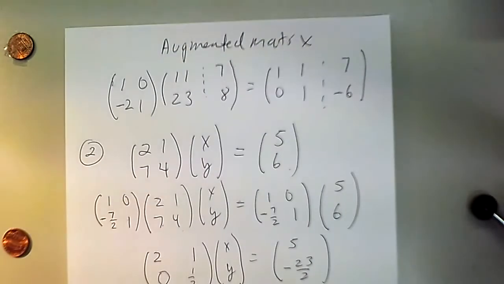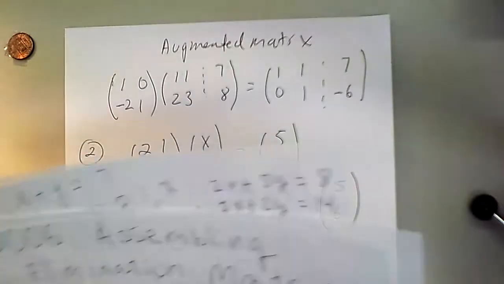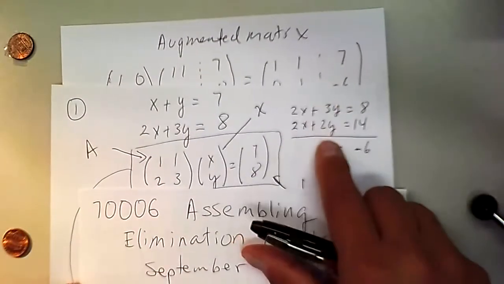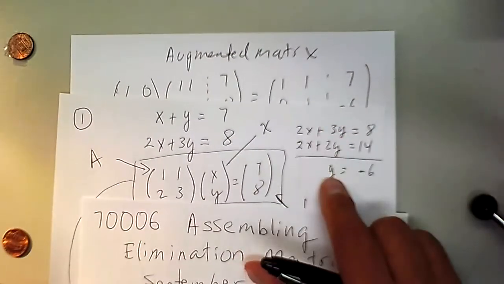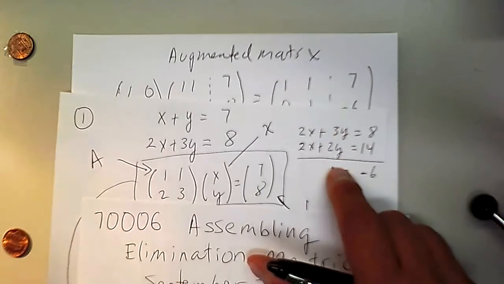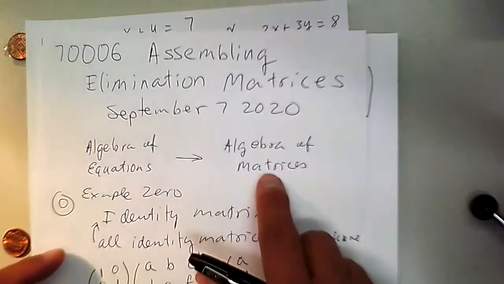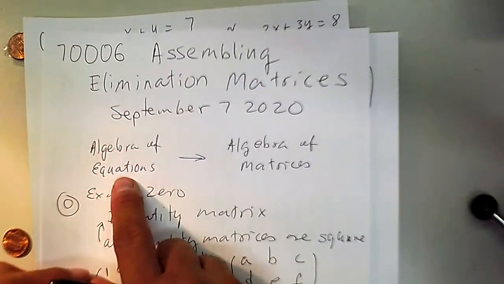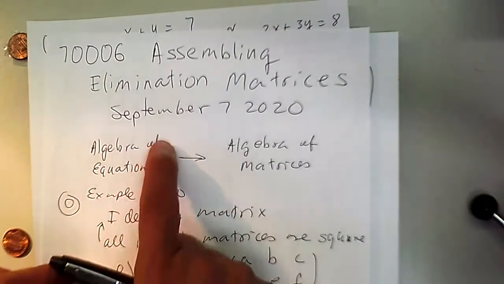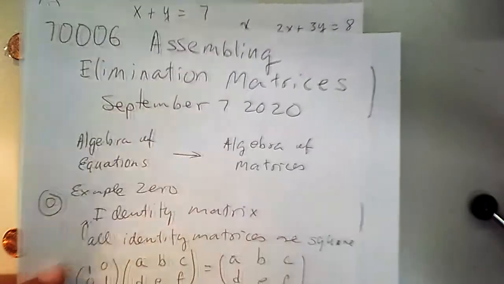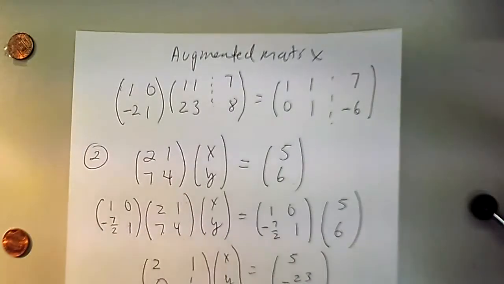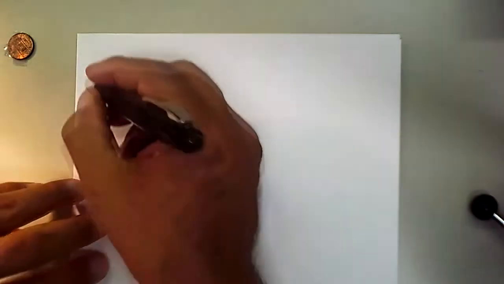But again, we are getting away from using equations, and instead we're using algebra of matrices. No more algebra of equations. And I'm not saying they're prohibited. We're getting away from them, and we are looking into algebra of matrices instead. Let's do a third example.